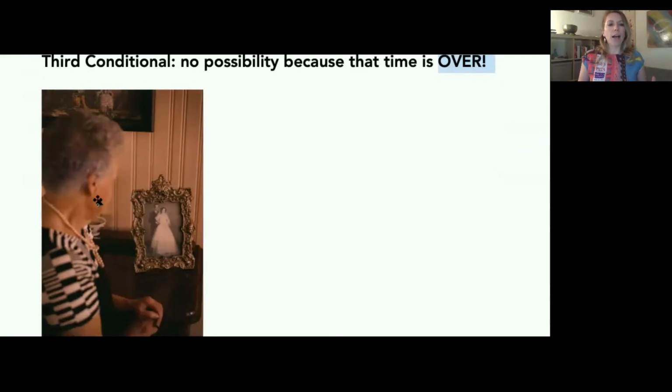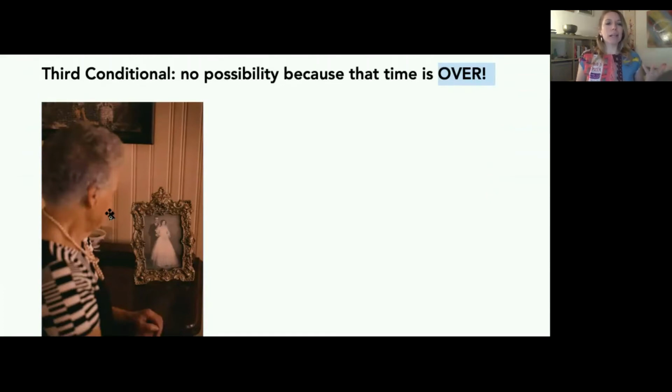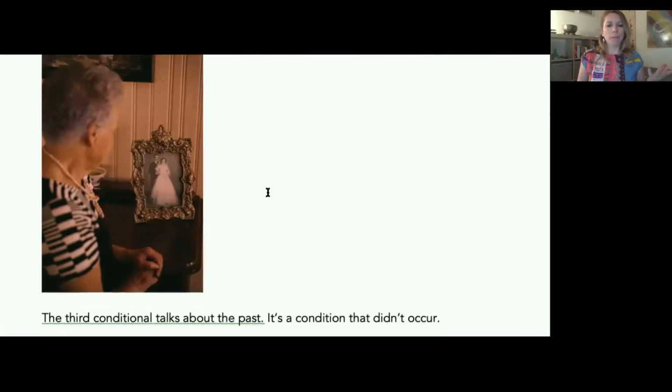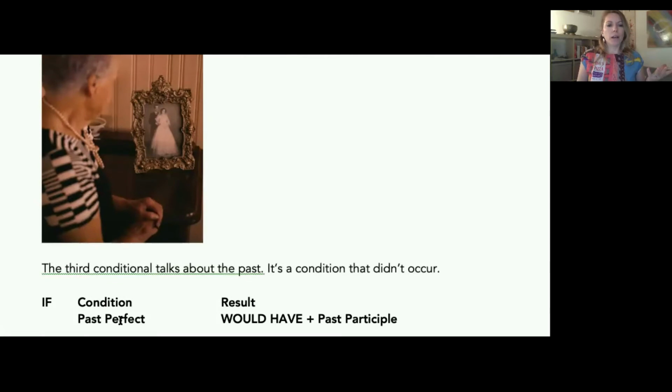So if I am this woman looking at, let's say this is my wedding picture, and I am thinking to myself about some condition that took place in the past, okay? That's the third conditional. So, for example, and by the way, this is where it really gets tricky, right? In the third conditional, we're talking about the past. It's a condition that didn't occur, okay?